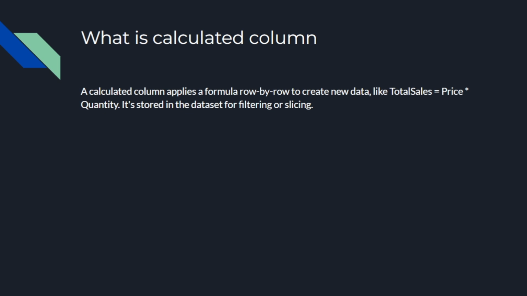So what it means is that, let's say we have a price column and a quantity column. What Power BI will do is that you can write a DAX formula that can help us multiply both of those columns together to get a new column, in a sense that it's going to multiply each row to get a new column. So that's what we are going to do.